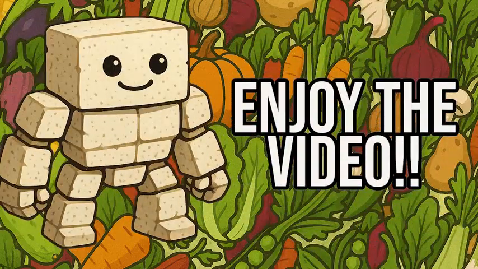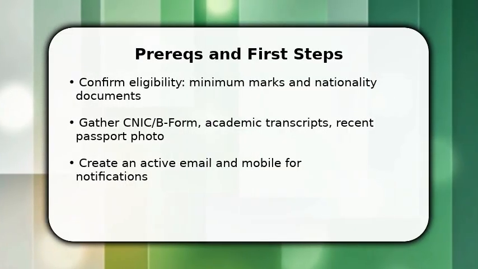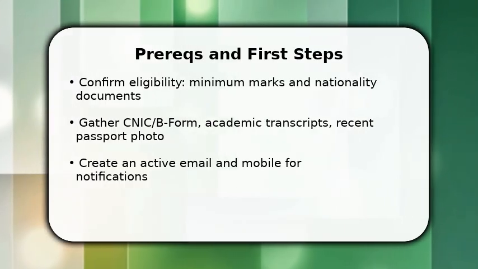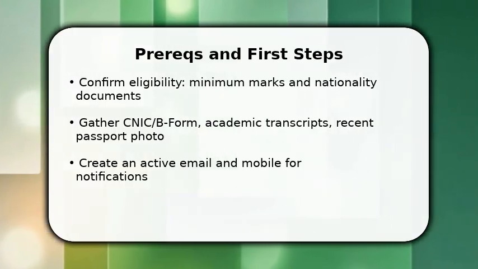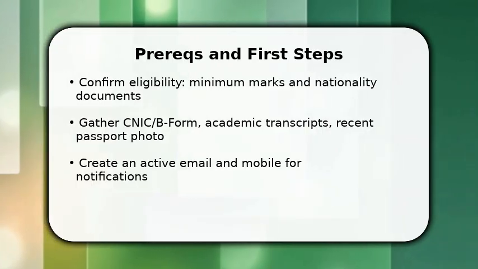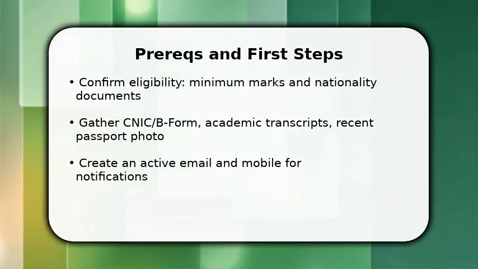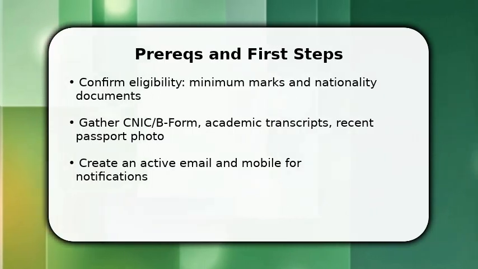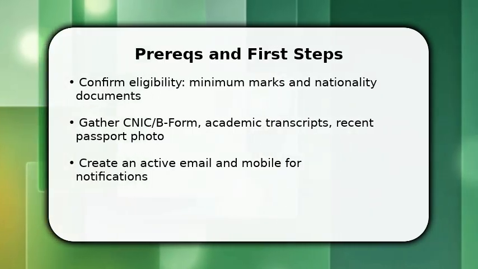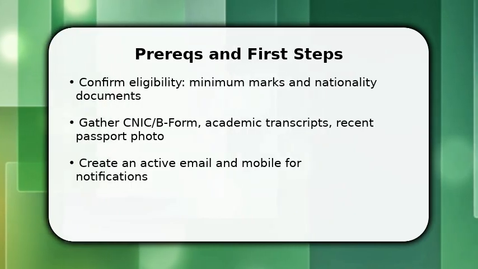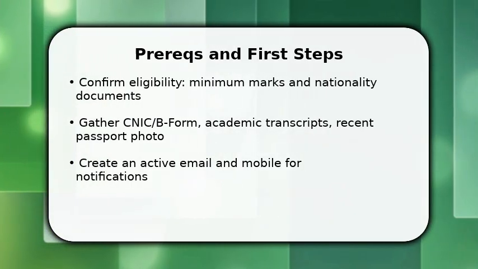Please enjoy the video. You start by confirming eligibility. Check minimum marks and required documents so you don't waste time later. Once confirmed, gather your CNIC or B-form, high school transcripts, and a recent passport-style photo. Next, create or verify an active email and mobile number. They'll receive login credentials and payment receipts.